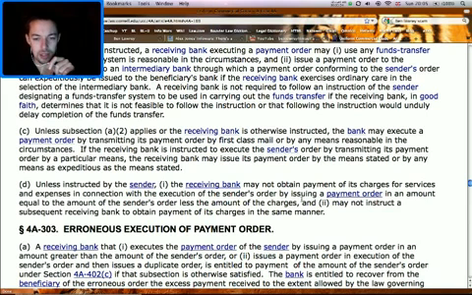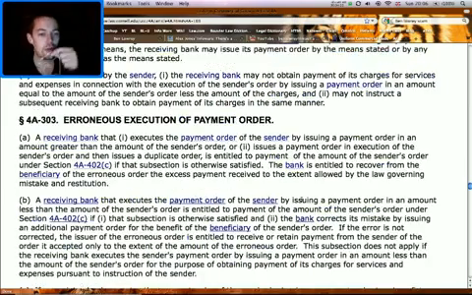The receiving bank 1, may not obtain payment of its charges for services and expenses in connection with the execution of the sender's order by issuing a payment order in an amount equal to the amount of the sender's order less the amount of the charges, and 2, may not instruct a subsequent receiving bank to obtain payment of its charges in the same manner. 4A-303.